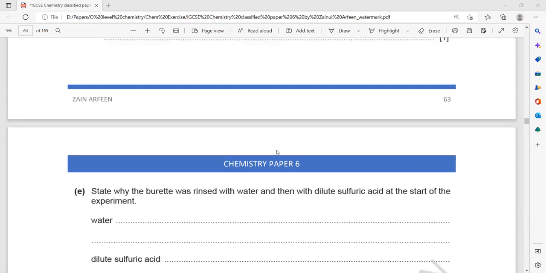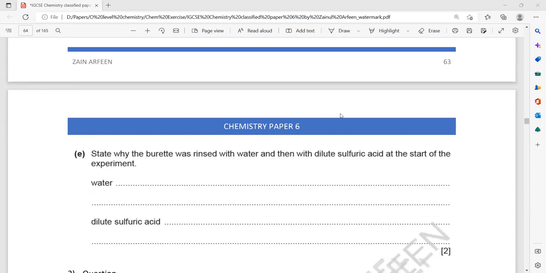State why the burette was rinsed with water and then with dilute sulfuric acid at the start. First, why do we rinse with water? What was the reason? To remove any impurities from the previous experiment. Good. And why do we rinse with sulfuric acid? To remove water. So the first one, why do we rinse with water? To remove impurities from the previous experiment.